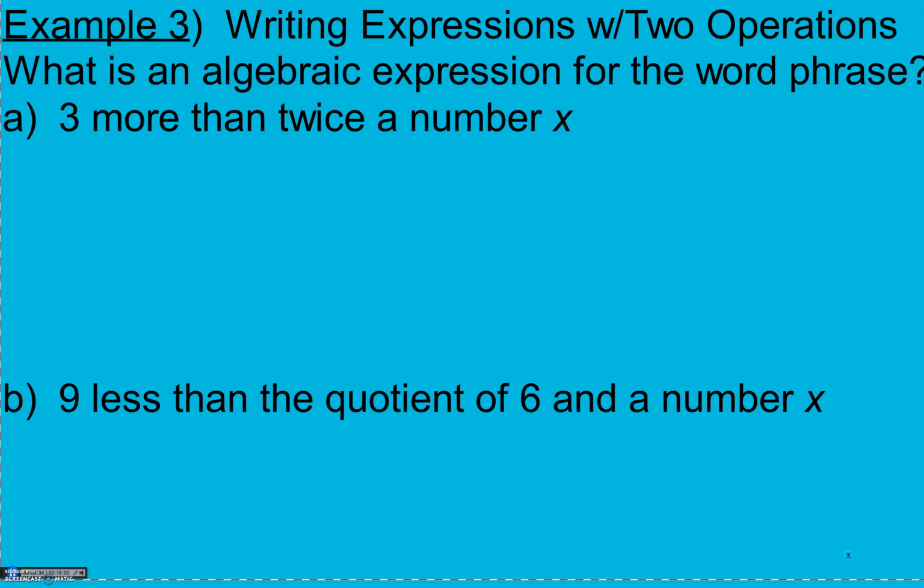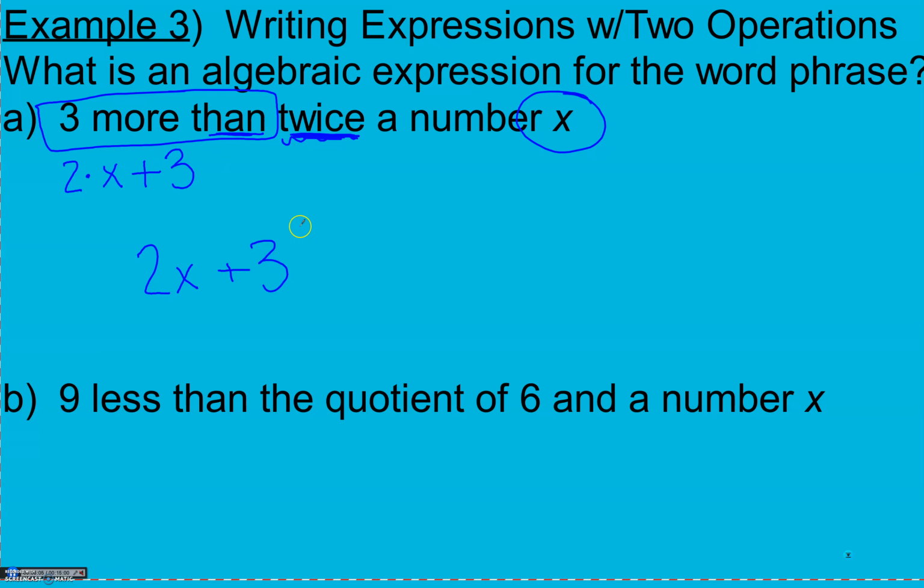Example 3 is writing expressions with 2 operations. So here we have an algebraic expression for the word phrase 3 more than twice a number x. This 3 more than, since it's got that than, we're comparing, so we're going to end up adding 3 to something. We're going to add it to twice, and twice means 2 times a number x. So since it's 3 more than twice, we're going to do that twice part first. We have to take 2 times x first and then add the 3.